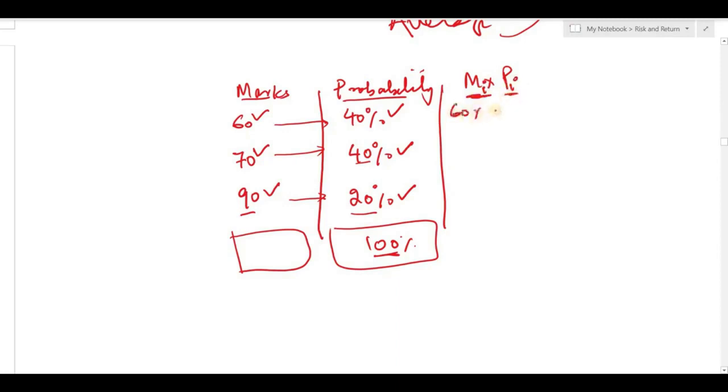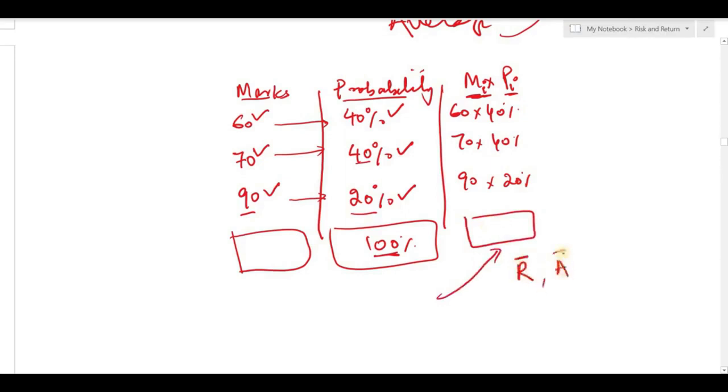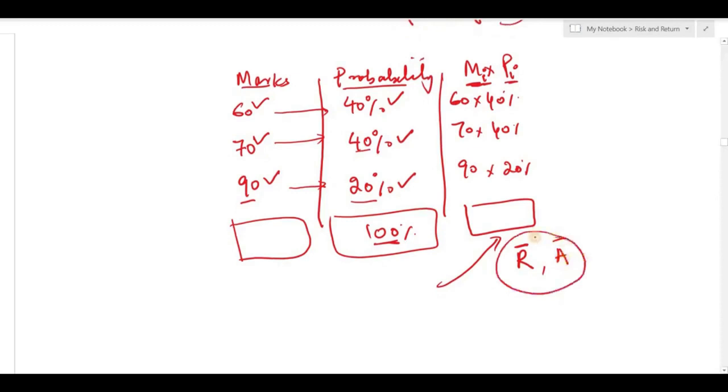So you will do 60 multiplied by 40%, then 70 multiplied by 40%, and then 90 multiplied by 20%, and then you simply add them. It would be your average return. Because we don't have any past data, we cannot simply calculate based on our expectation. In this case there is no need to divide by n or t; you simply multiply your probability with the marks and then add them. So that would be your average or your expectation.